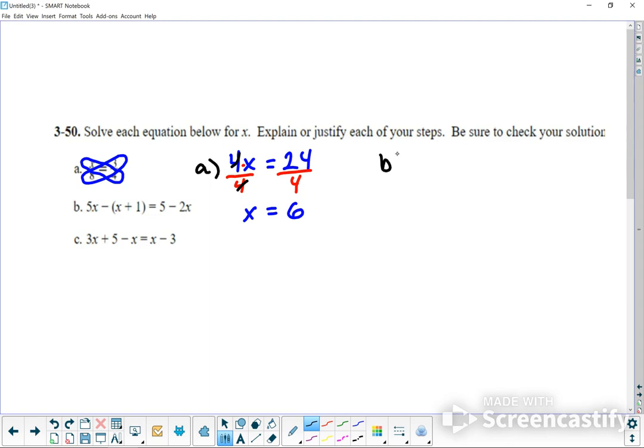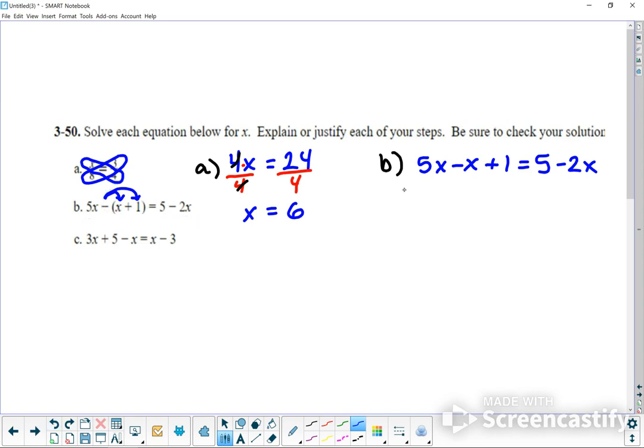Okay, B. This one, I'm going to go ahead and take this and distribute the negative into the parentheses right here. So I'm going to rewrite this as 5x minus x plus 1. And that's going to equal 5 minus 2x. So I'm just copying all this down, except I just worked on that.